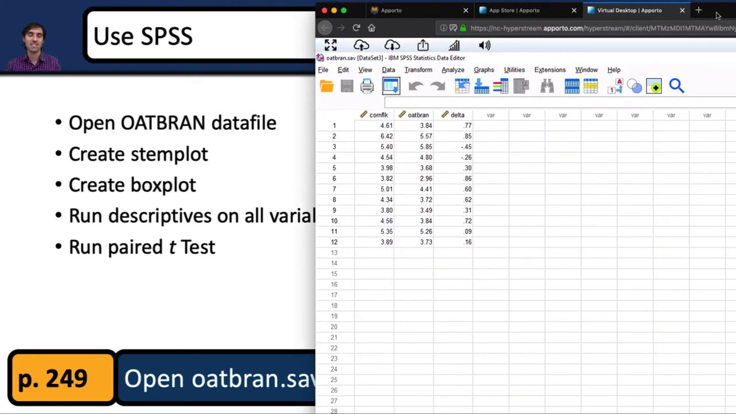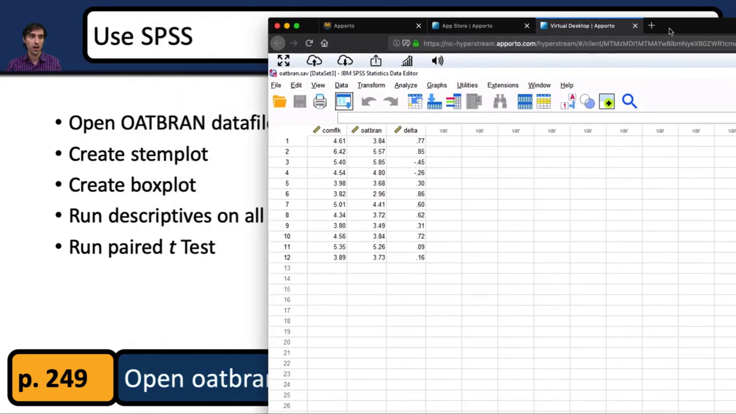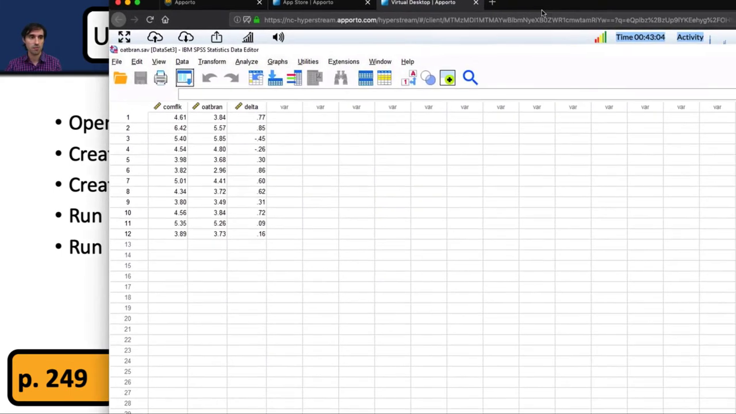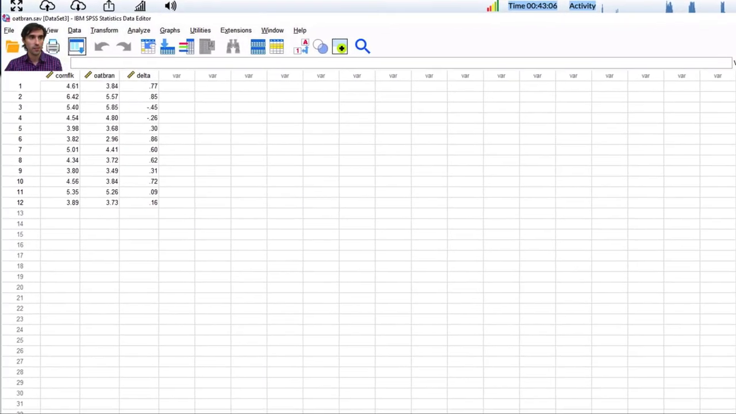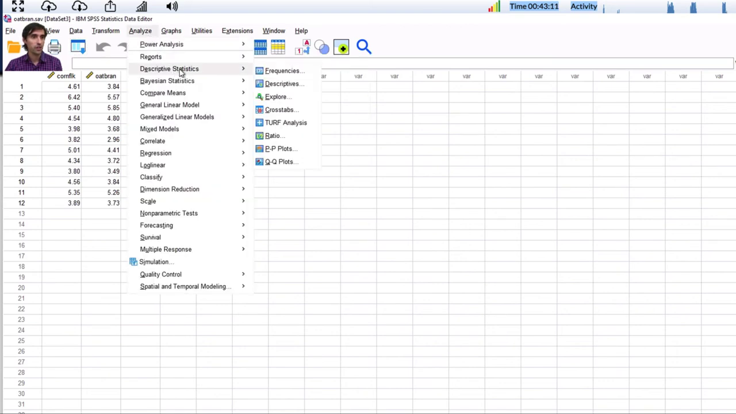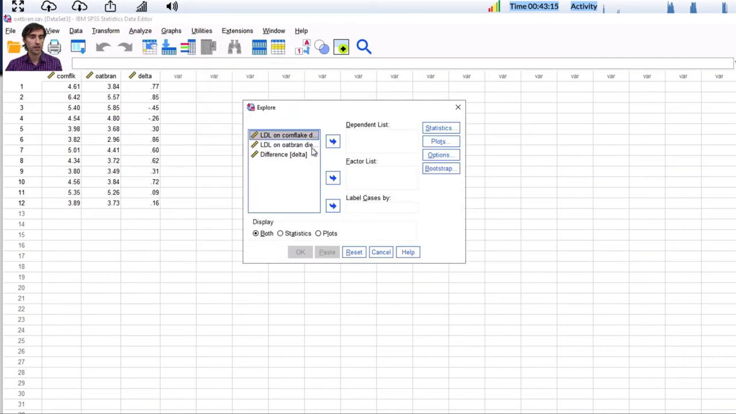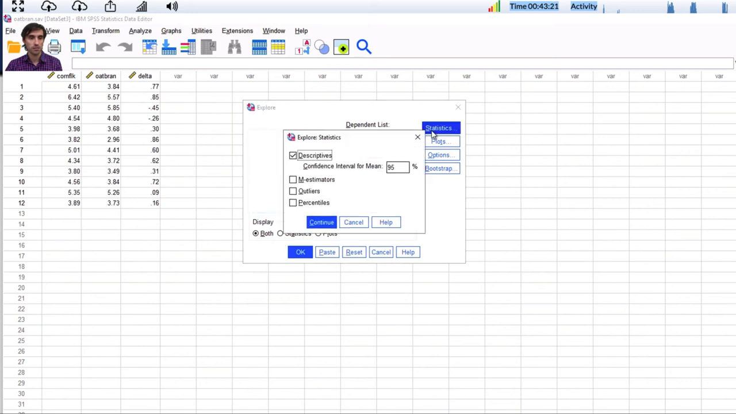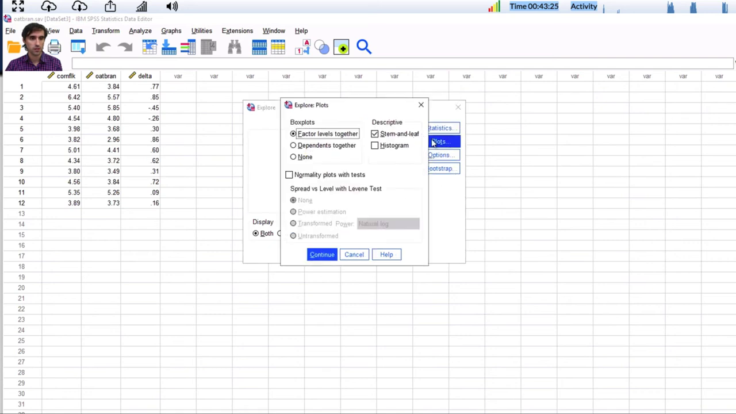So the paired t-test is the last thing that we're doing here. Let's start off with the stem plot. If we go to Analyze, go to Descriptives, and go to Explore. Explore is the fun stuff. I'm just going to dump all of these into the dependent list. I hope this works. Yep, okay.